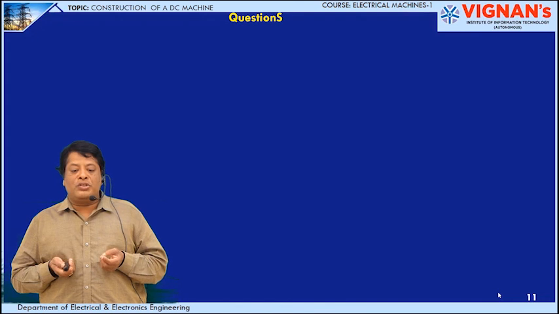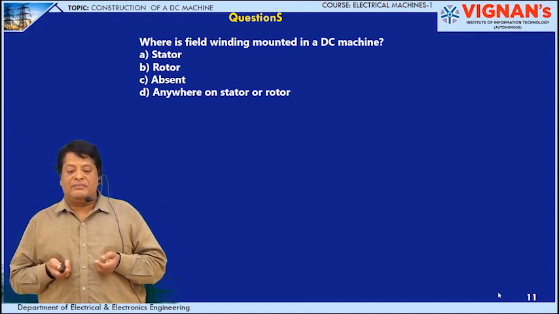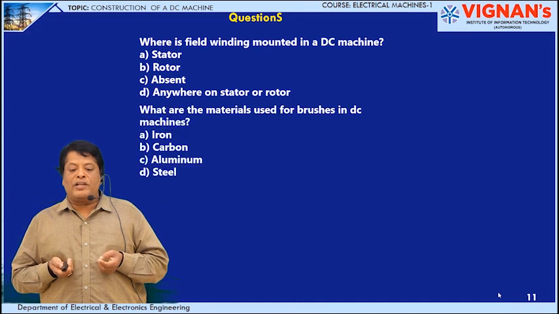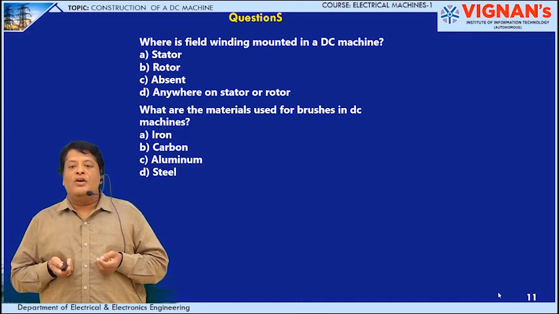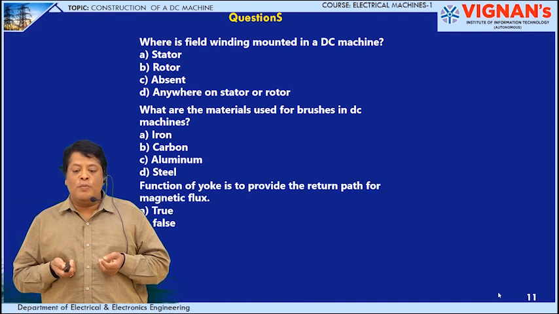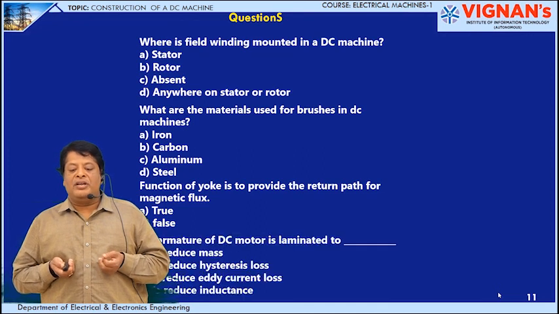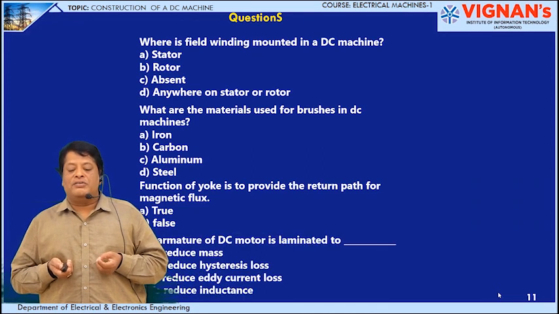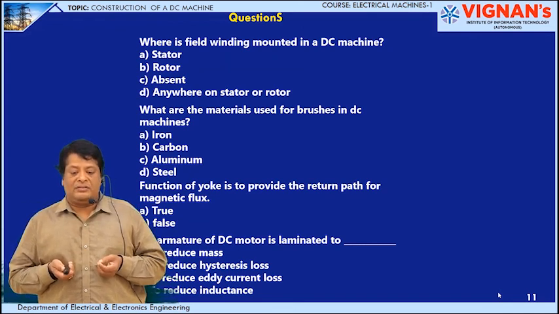Here are some short questions we can answer. Where is the field winding mounted in a DC machine? What materials are used for the brushes in a DC machine? Function of a yoke: to provide the path for the magnetic flux. The armature of a DC motor is laminated. What is the reason for lamination of the armature?